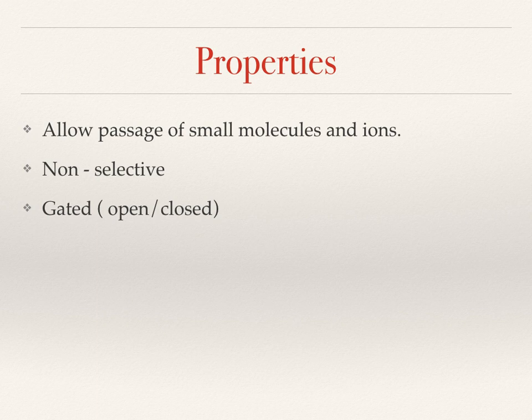Basically, the basic property is that they allow the passage of small molecules and ions, of approximately 100 Daltons in size. Then the second most important property to remember is that they are non-selective. We know that ion channels are highly selective, that is they permit only selected ions to pass through them, but these gap junctions are non-selective. Then another property is that they are gated. Gated means they stay in either open or closed state like ion channels.